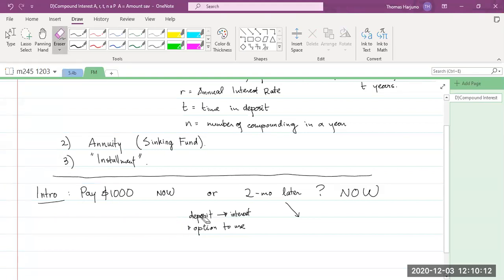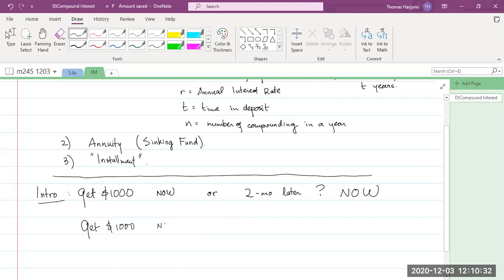Now, I change the question then. Suppose I change it so that you get, instead of pay, $1,000 right now or 2 months later, then the answer will be now. What if I change that a little bit? You get $1,000 right now or $1,010 2 months later.